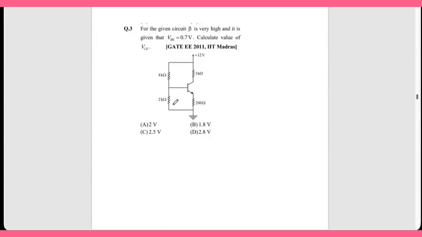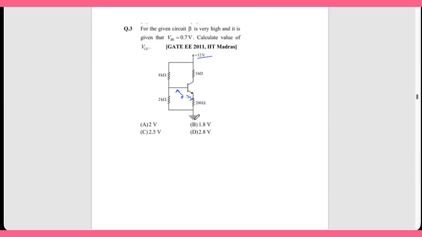For the given circuit, beta is very high. It is given that VB is 0.7. Calculate the value of VCE. Okay. Again, similar problem. Beta is very high, so neglect IB. VB is 0.7. This is 0.7. Beta is very high. VB is 0.7. And this is 12 volt.